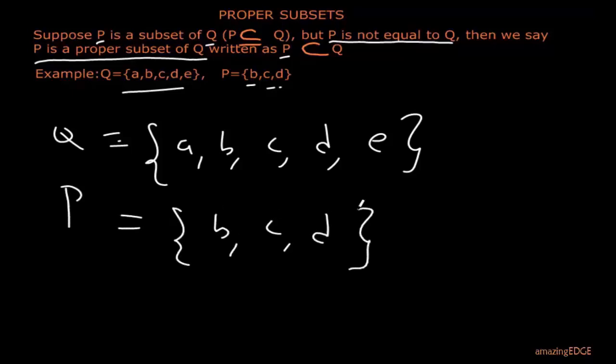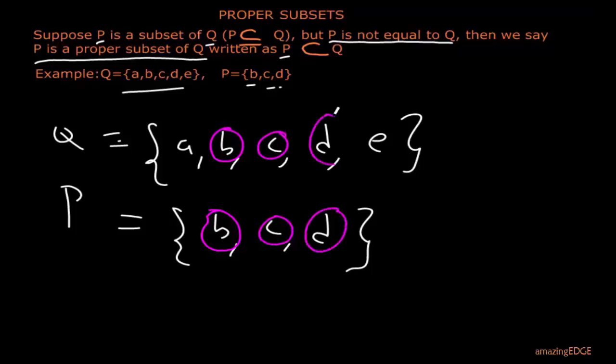The first observation to make is that every element in P is in Q. So we have B: this B is an element in P, and that B is also in Q. Again, C is an element in P, and that element is also in Q. Finally, the element D is in P, and the same element is in Q. Now, what do we observe? We observe that every element in P is in Q. So we write that P is a subset of Q.